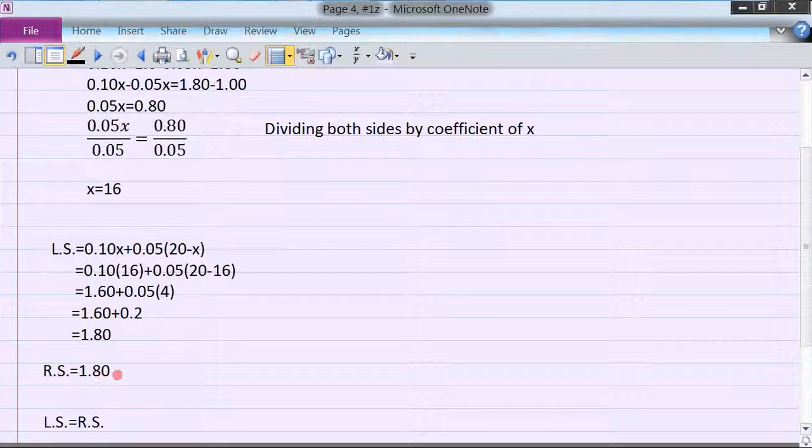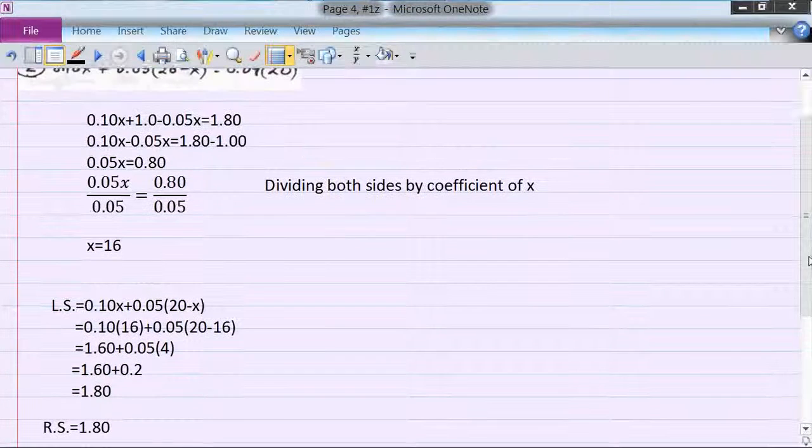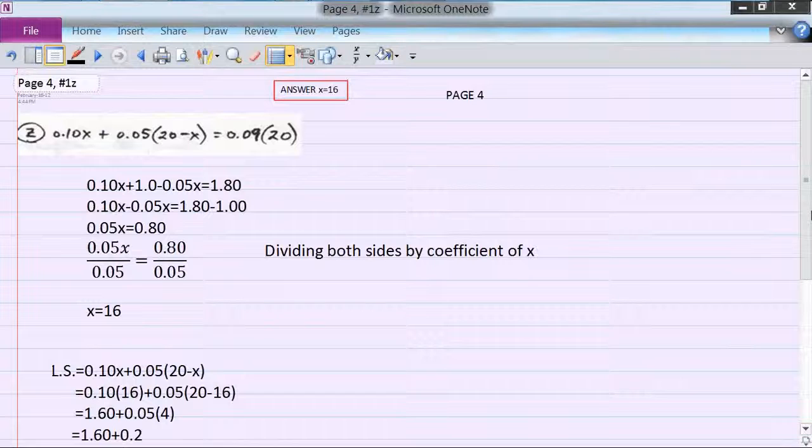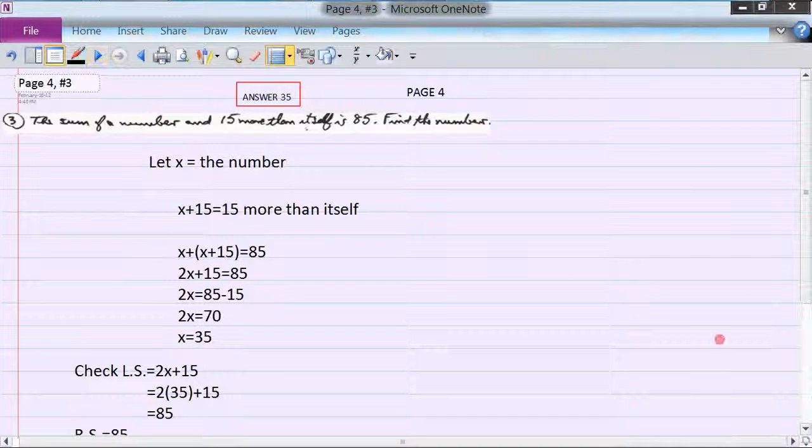The right side is 1.8. Left side equals the right side. If x equals 16 were not the correct answer, if I got another value, then this would not work out. Okay, so now we're going to do some word problems where we translate the problem into an algebraic equation.